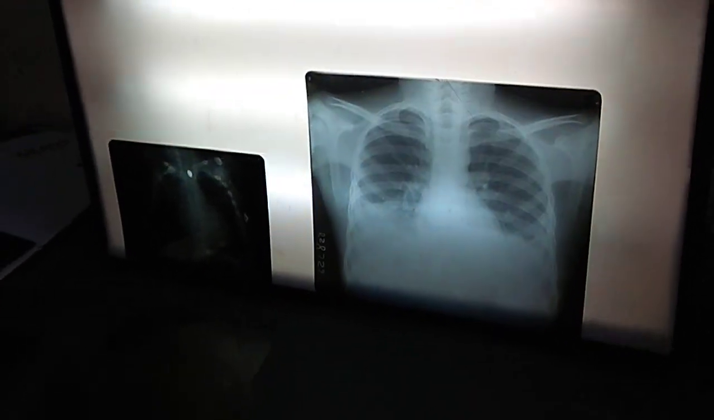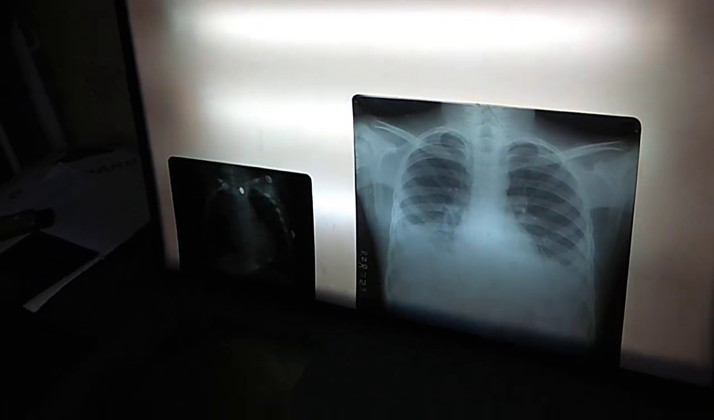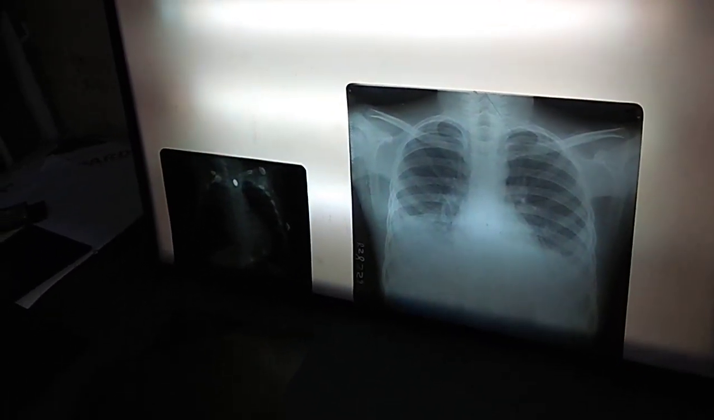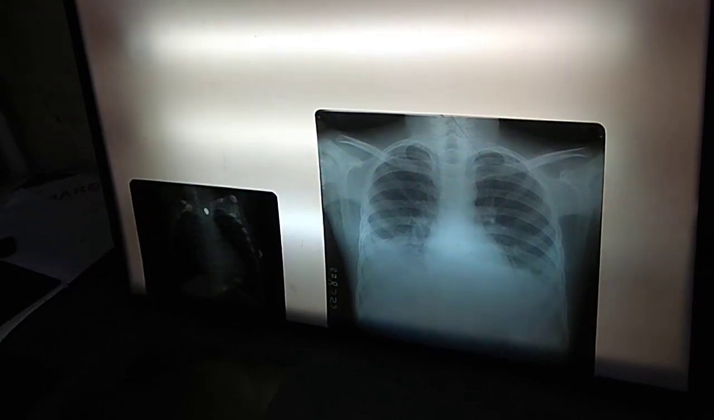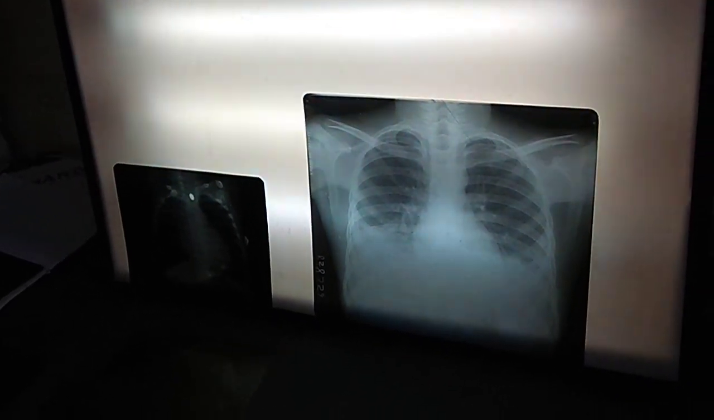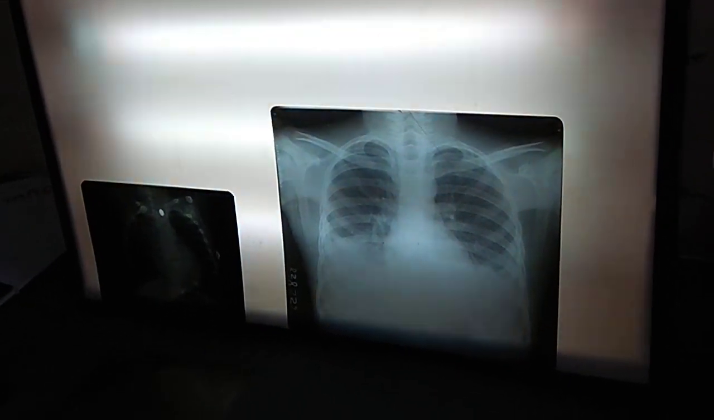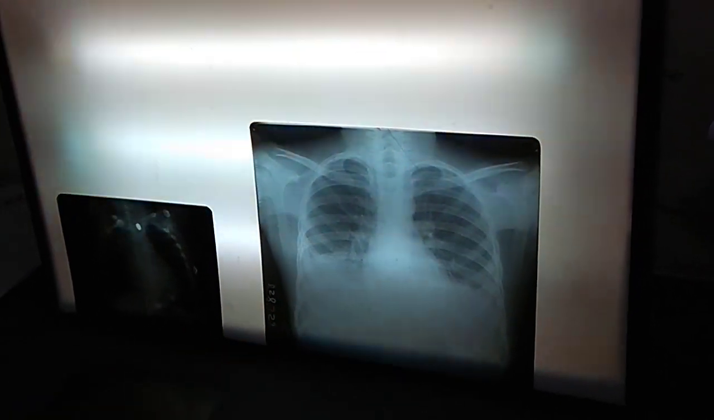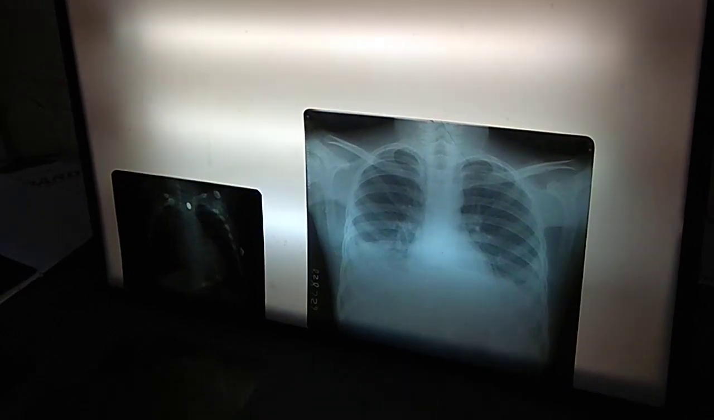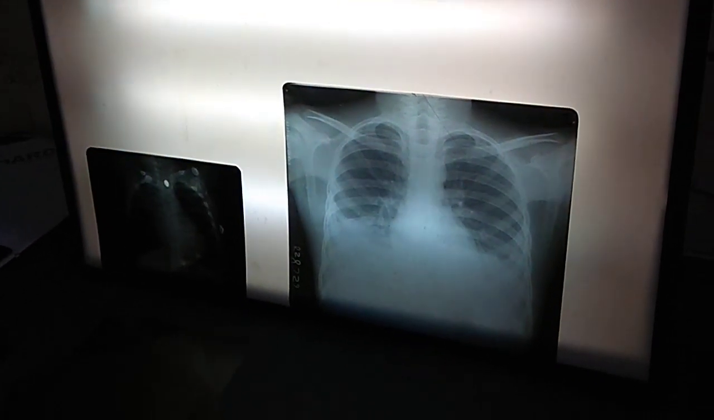Simply say bilateral pleural effusion. And if they ask further, what may be the possibility? Congestive cardiac failure, there should be cardiomegaly. Here there is no cardiomegaly. So it can be something like maybe nephrotic syndrome, or it may be a hypoprotein state.